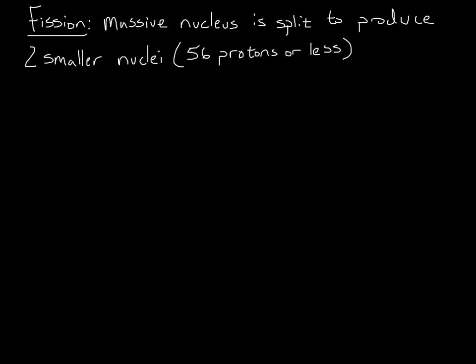And next up is fission. So fission is actually just the opposite of fusion. In this case, we have a massive, so a very large nucleus that is split up to produce two smaller nuclei. And each of the nuclei that are produced, each of the daughter nuclei, will have 56 protons or less.